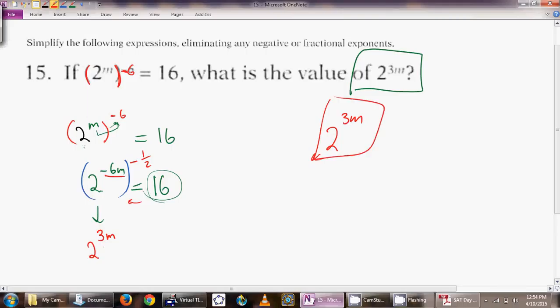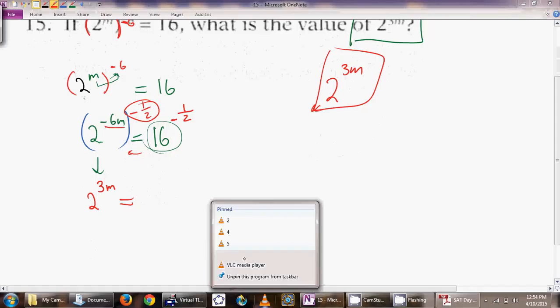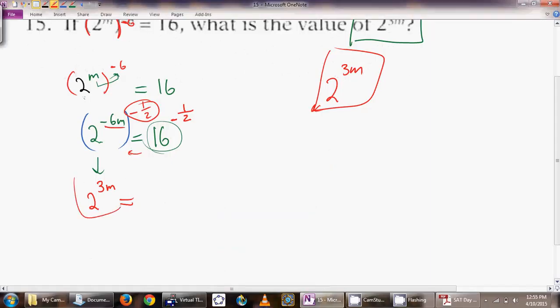So to get what I'm looking for, to get the 2 raised to the 3m power, what I had to do was raise my left side to the negative 1/2 power. So to preserve equality, to find out what this equals, I got to raise my right side to the same power. So the thing I'm looking for, right, we're done. This is what I'm looking for. Now I have to evaluate my right side. I have to figure out what 16 raised to the negative 1/2 power is.